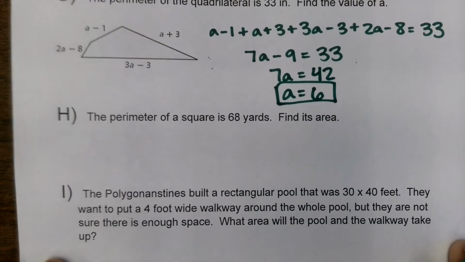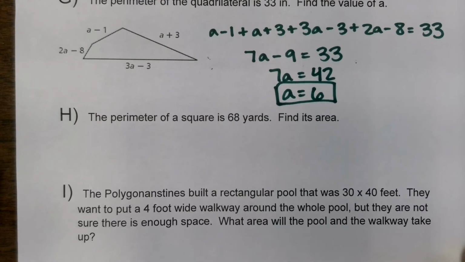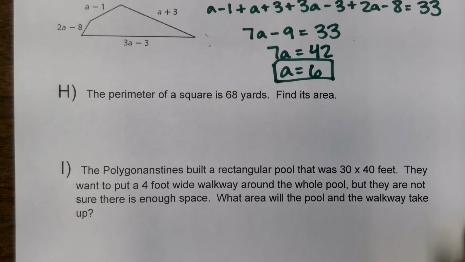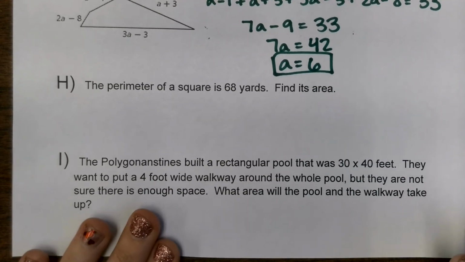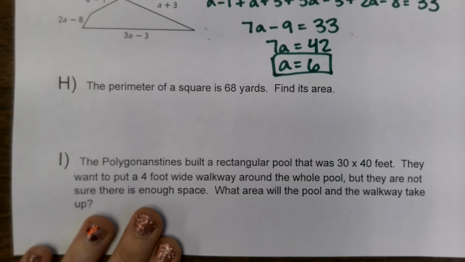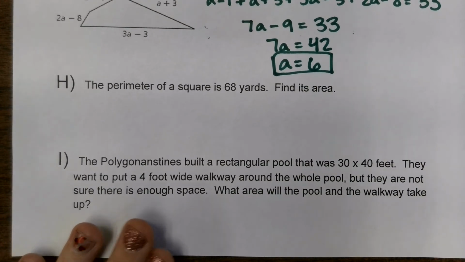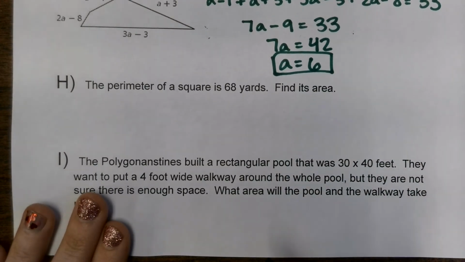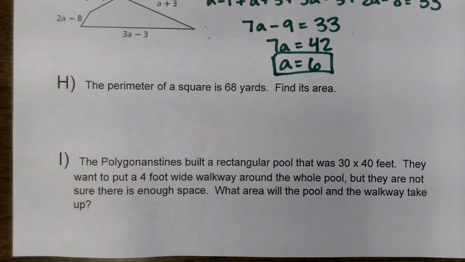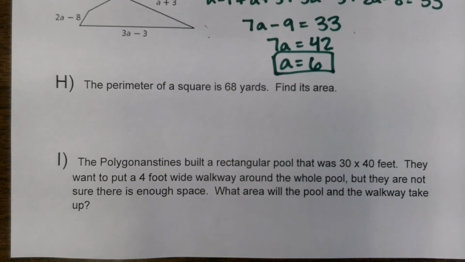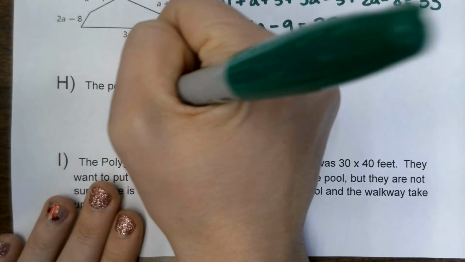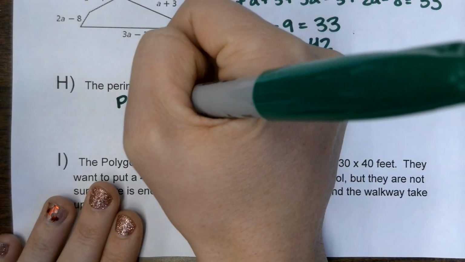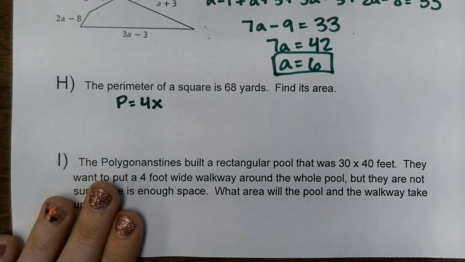Okay. For h, we're given the perimeter of a square, and we are finding its area. Okay, so remember, for a square, it only has one dimension. It just has a side length, and that is the side length for all of it. So if I'm going from perimeter to area or area to perimeter, I want to find that side first. So using the fact that perimeter is 4 times a side length, I'm going to use x as my side, if that's all right.